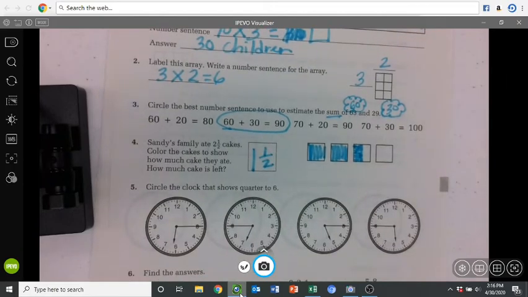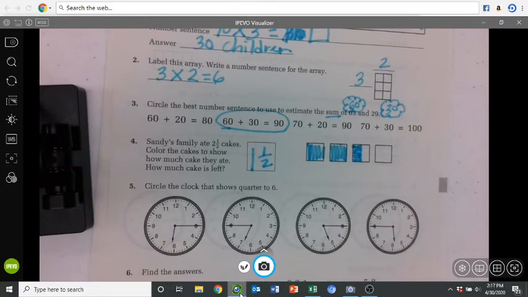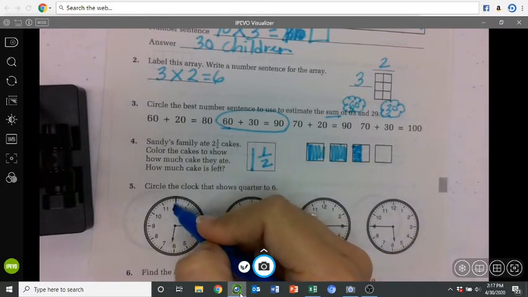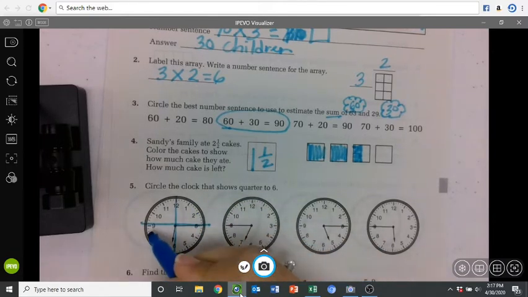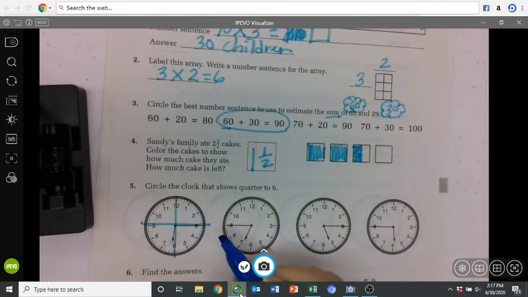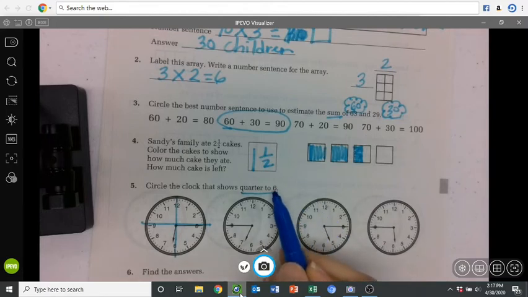Number 5, circle the clock that shows 5:45. All right, remember, if I divide my clock, like I do a circle into fourths, I have 3 and 9 at my quarter marks. 9 means 1/4 and 3 means 1/4 after or past. So we want to know 5:45. So are we in the 6 o'clock hour yet? If it's 5:45? No, we are not in the hour of 6 yet. So I need to find the hour hand that's still at 5.